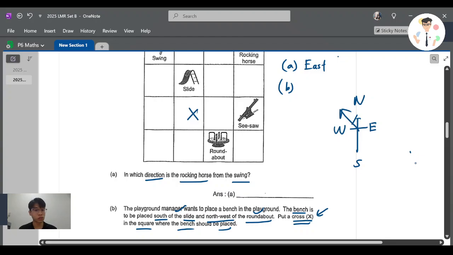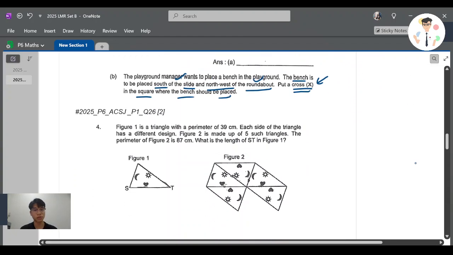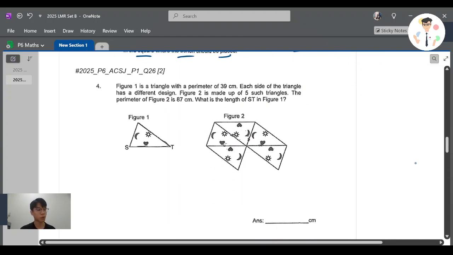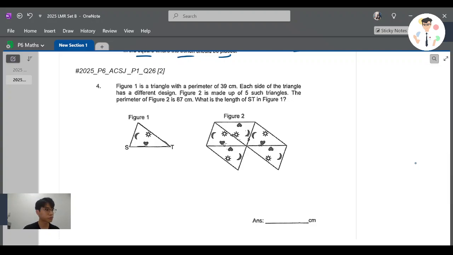Let's move on to our next question. Our next question is from ACSJ, paper 1, question 26. I don't think so, I think this is put wrongly. This is from 2025, P6, CHS, paper 2, question 4. Okay, I think this is the question. Sorry for the mistake, but let's look at this question.